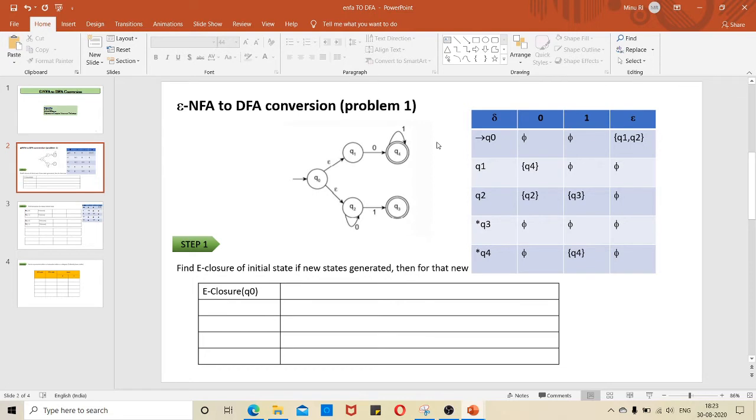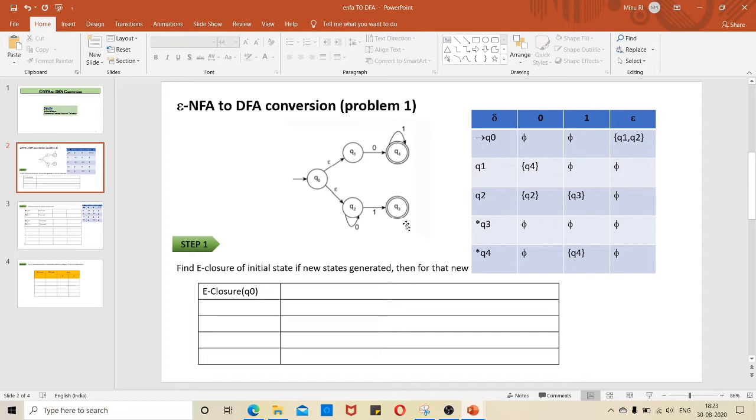This is the given Epsilon-NFA. We are going to convert it to a DFA with the help of the epsilon-closure concept, which you can also see in my previous video. First, for simplicity, I have drawn the transition table for the given diagram. Here in this Epsilon-NFA, we have one start state and two final states, Q4 and Q3.